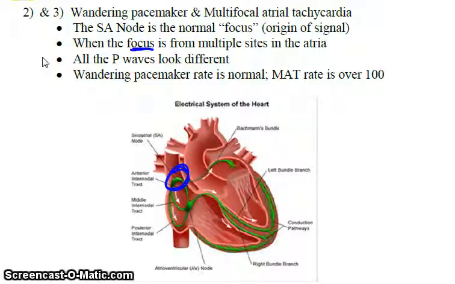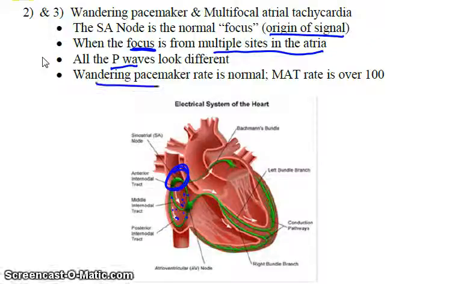But when the focus or origin of signal is from a different area rather than the SA node, then that would be an arrhythmia. And so when the focus is from multiple sites in the atria, so let's say it's from here, I'm just making little dots here. Let's say the origin is from here and here and here and here and here and here. They're from all of these different areas, then that is a wandering pacemaker. So remember, the P wave coincides with atrial contraction. So every time the impulse comes from a different place, the P wave is going to look different.